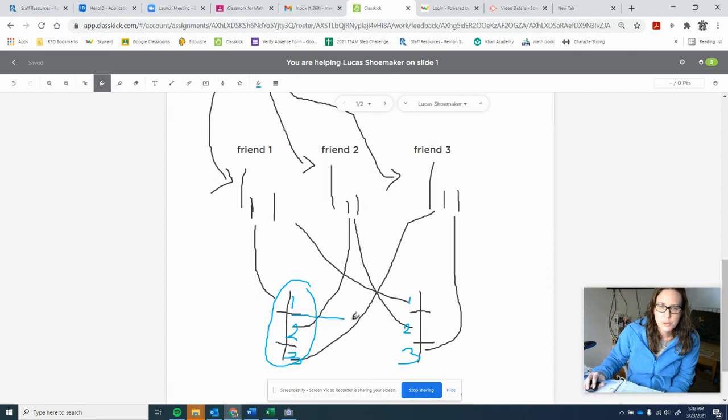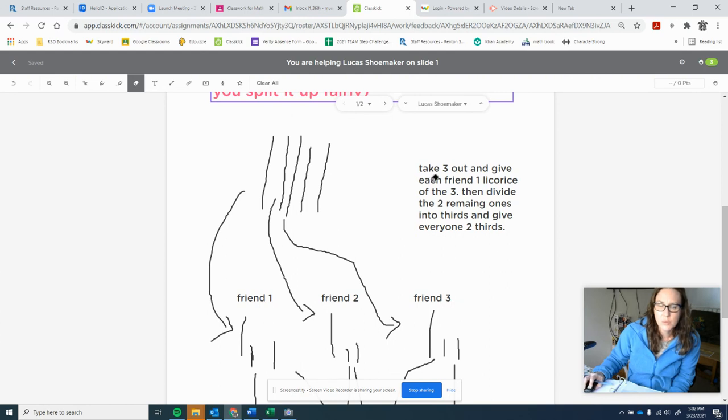And so person one got 2 of the 1/3 parts, and person two got 2 of the 1/3 parts, and person three got 2 of the 1/3 parts. The words that he used were: take 3 out and give each friend 1 licorice of the 3.